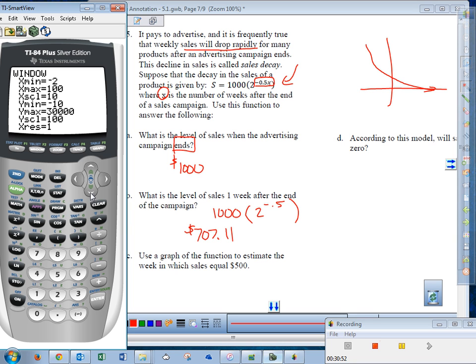X-axis scale doesn't need to be very high at all. You know, we'll just go back to 10 again. Because this is like how many weeks after the campaign. 1 week, 2 weeks, 3 weeks is what we're talking about. Where did we start at? Didn't we start at $1,000? So I'm just going to go to 1,200. Why 1,200 and not too much higher?